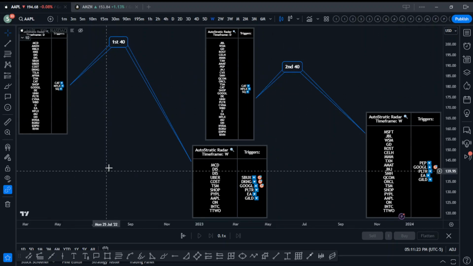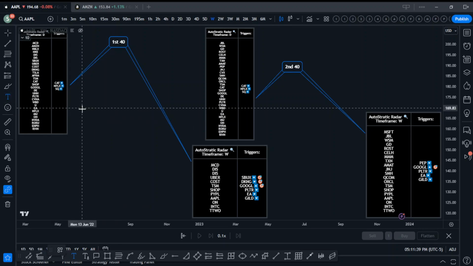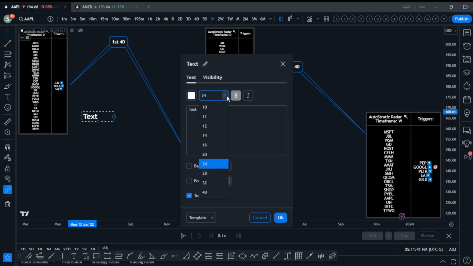So right off the bat, let's just go ahead and we can use this text tool here. If you go over to the left, if you don't already have it saved to your favorites, it should be over here in the text and notes. Use this text. I'm just going to write on the screen the ones that do have actionable signals on the week and the day, so I can keep track. And so we can just go ahead and say weekly and daily actionable.